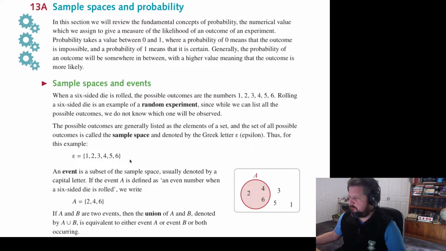Happy days there. If you are asked for a particular event, that's usually a subset of a sample space. So for example, if they said event A is an even number with a six-sided die, you could write out A is equal to, and list out that event. Obviously it's 2, 4, and 6 there. It says here, if A and B are two events, then the union of A and B, written as A, here's the union symbol, B, is equivalent to either event A or event B, or both occurring.